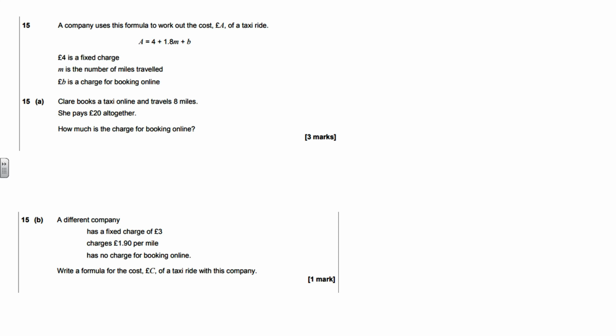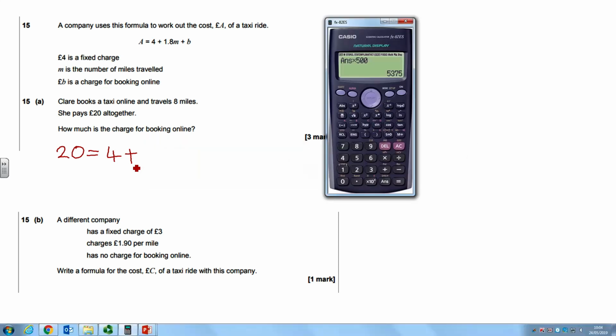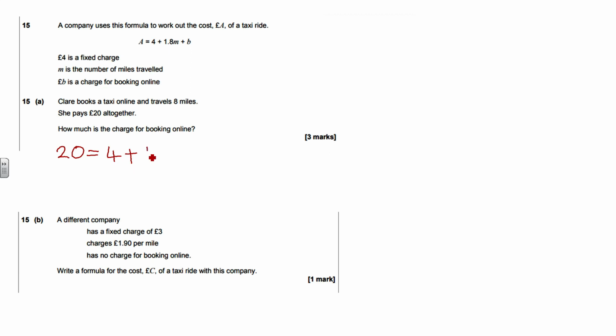So if you think about that formula, we know that the amount she's paid is £20. That has been calculated by doing 4, plus 1.8 times the number of miles. So if we pull a calculator up, do 1.8 multiplied by the number of miles she's gone, which is 8, we can see that that is 72 over 5, which is £14.40 or 14.4.